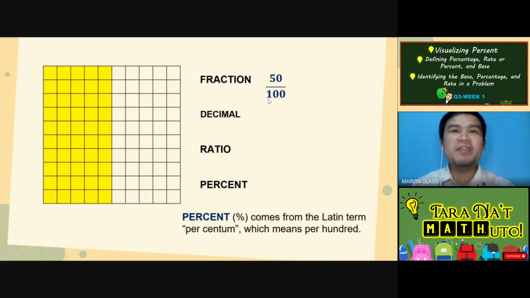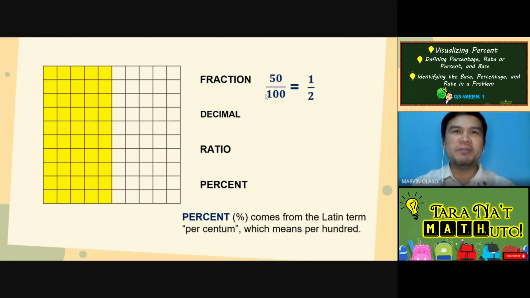Now, is that already in lowest term? No. So by dividing both the numerator and the denominator by their greatest common factor or GCF, ano kaya ang GCF ng 50 and 100? Yes, it's 50. 50 divided by 50, 100 divided by 50. So the lowest term is 1/2.